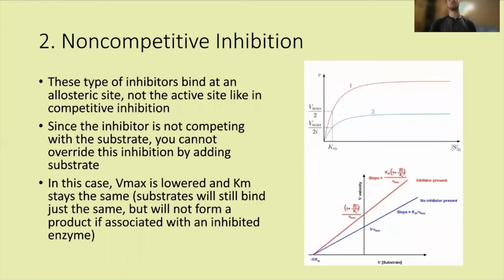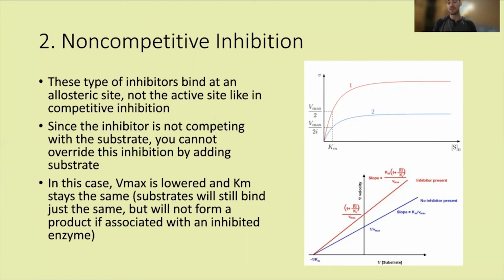So the second type, we have non-competitive inhibition. These types of inhibitors bind at an allosteric site, not the active site, like in competitive inhibition. So we're no longer competing for that active site. They're going to a completely different location than the substrate is. Since the inhibitor is not competing with the substrate, you can't override it by adding substrate. If we have an enzyme that's inhibited allosterically, it doesn't matter how much substrate you add, that enzyme is inactivated. It's not going to work.